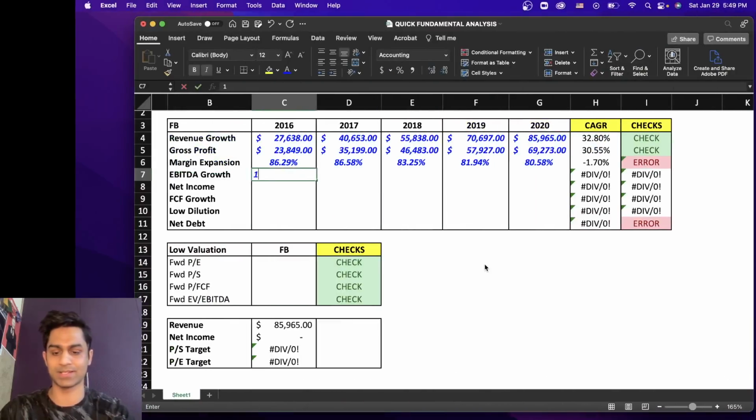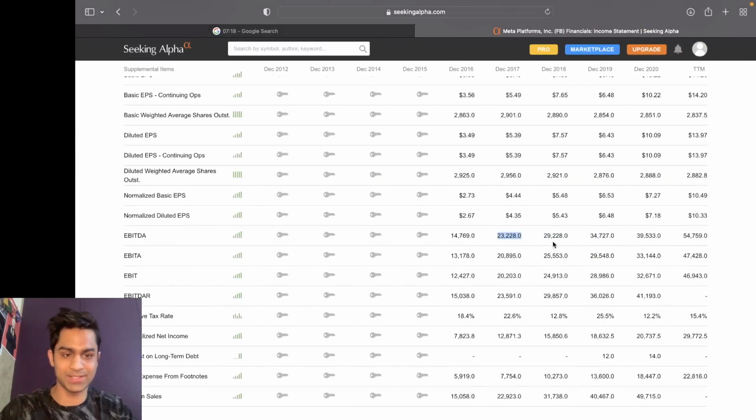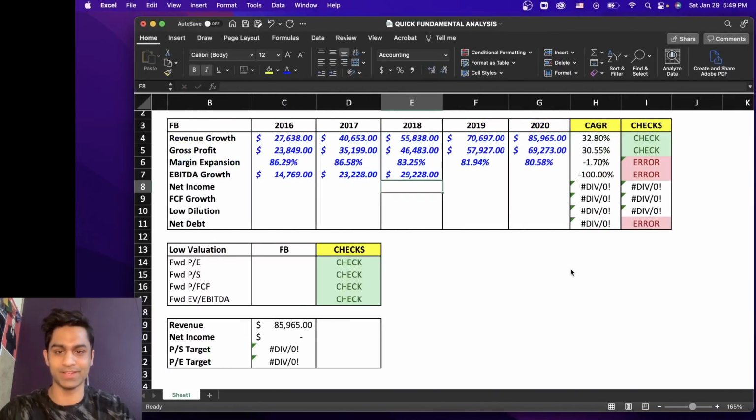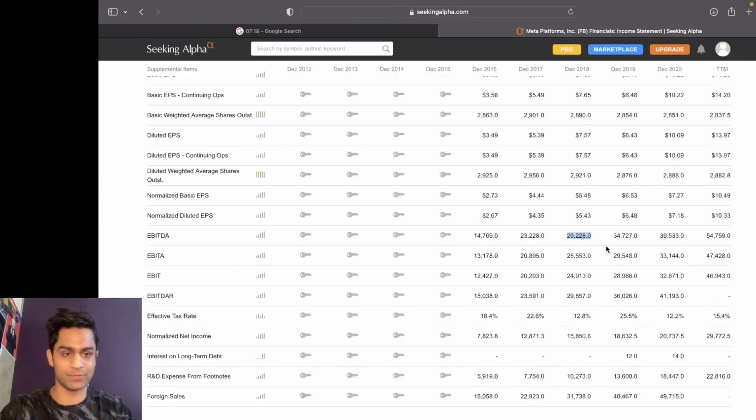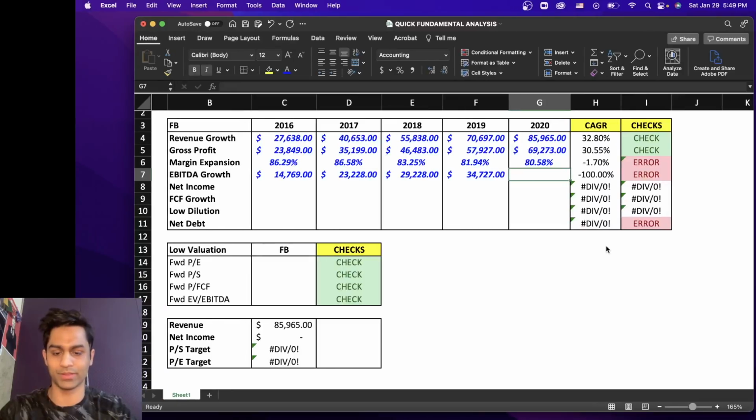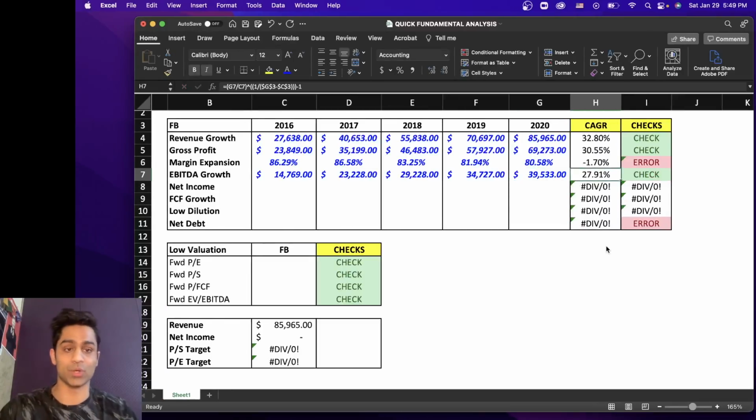So 14,769. Then we've got 23,228. Then we got 2018, 29,228. Then we got 34,727. And then we got 39,553. So 28% growth compounded annually. Nice check mark for Facebook on that metric.